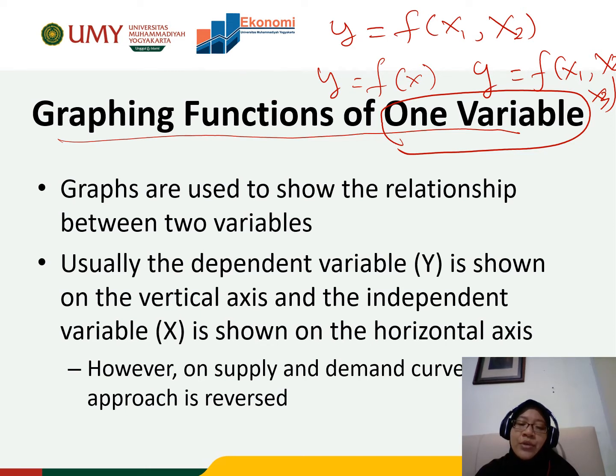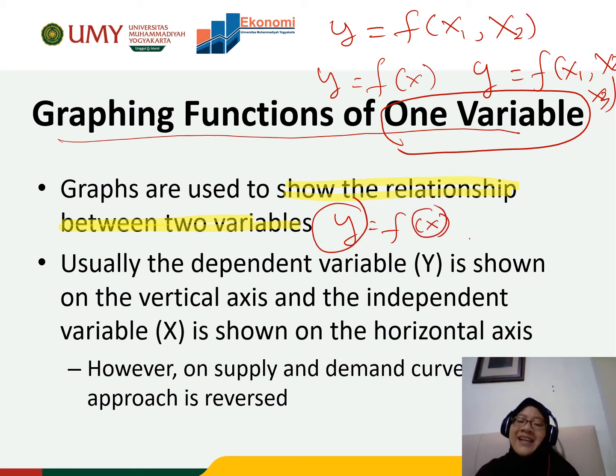Okay, to show the relationship between two variables, if we have y equal to f(x), this is the relationship between y and x. Usually the dependent variable, the y, is shown on the vertical axis, and the independent variable is shown on the horizontal axis. So this is y, this is x.